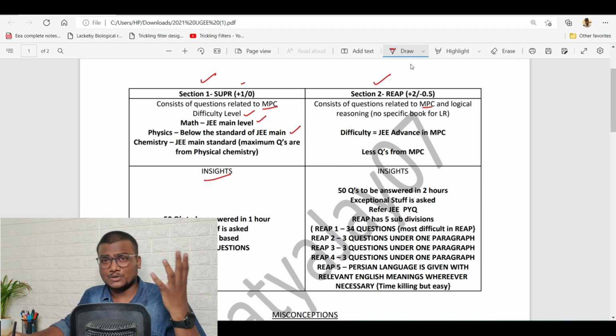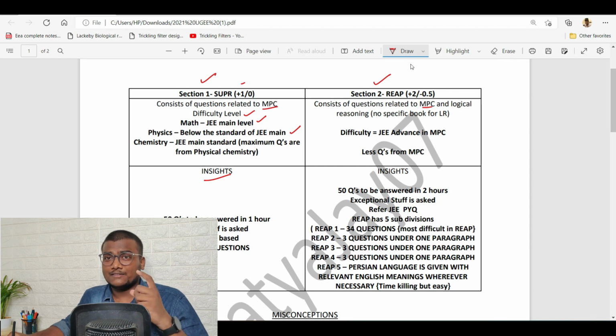If you want to buy them, you can just buy now. Of course, only 2 days are left, so no need of buying. Just go and Google, just try to solve some logical based questions. The difficulty level will be high when it comes to MPC questions.